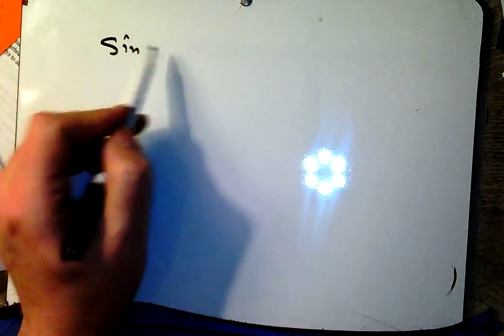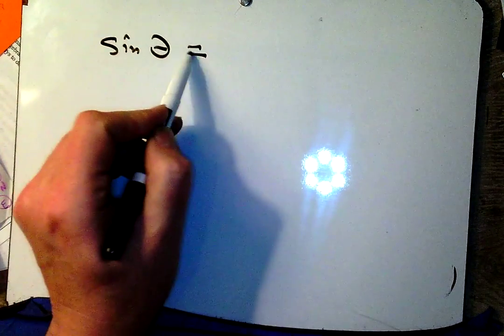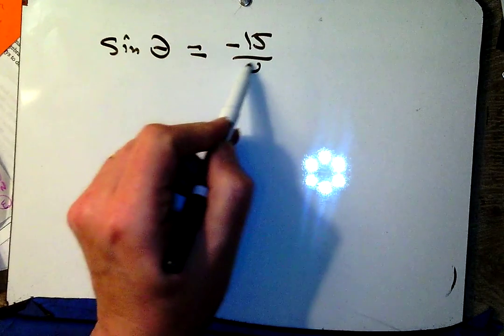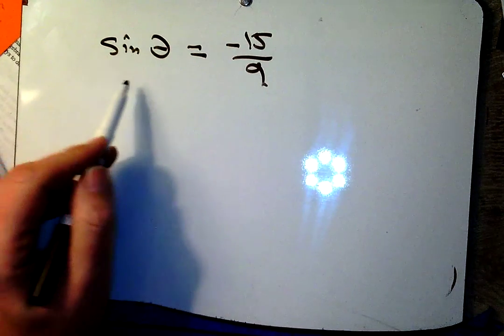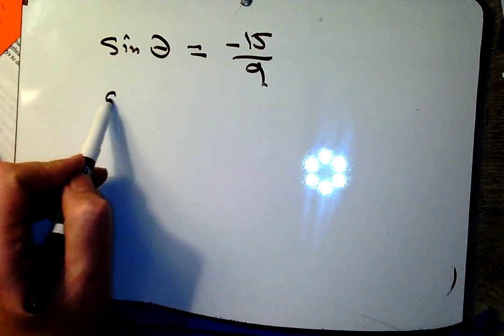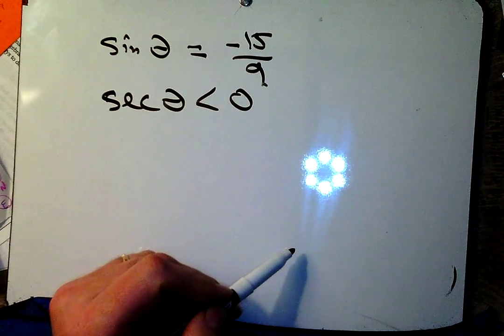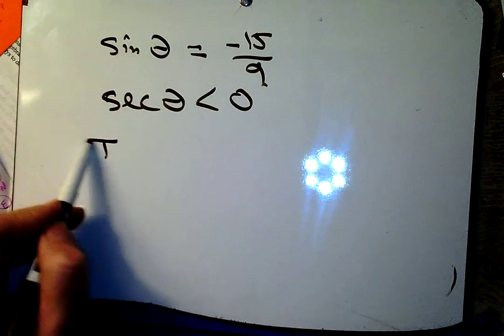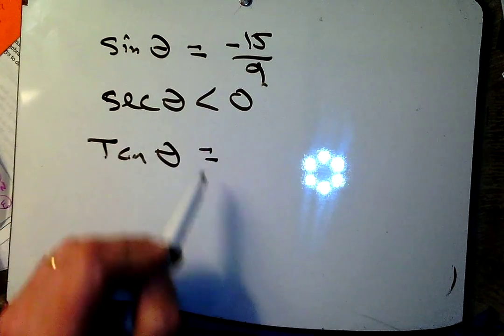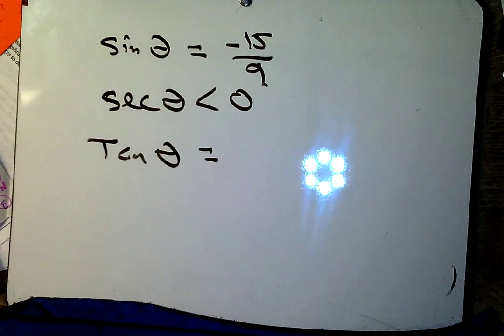Where's that next one? Oh, here it is. Sine of theta is negative 15 over 9. And we know that secant theta is less than 0. And I'd like you to find tangent theta. Okay? Give that one a try.